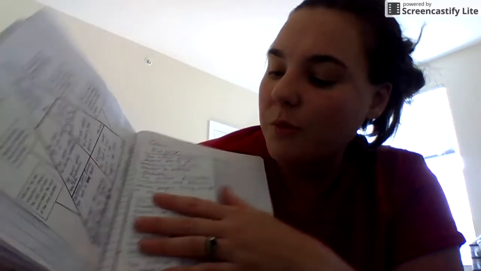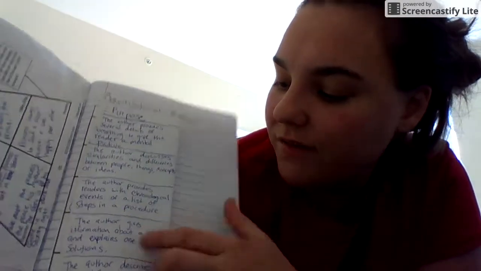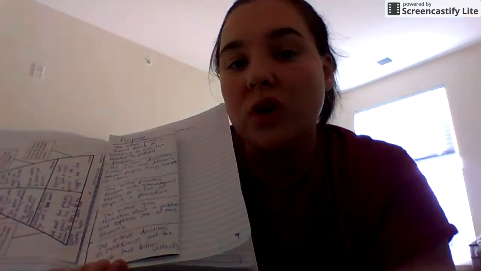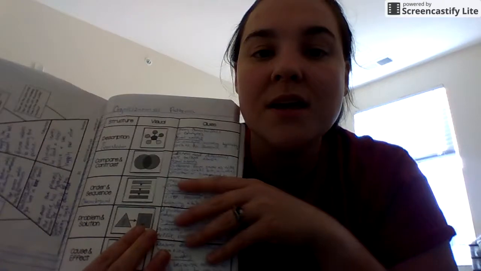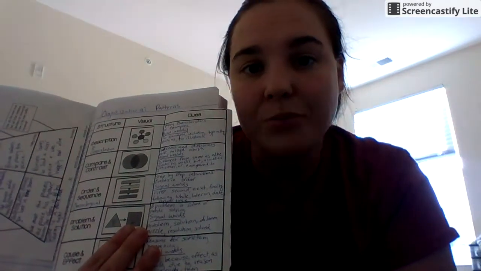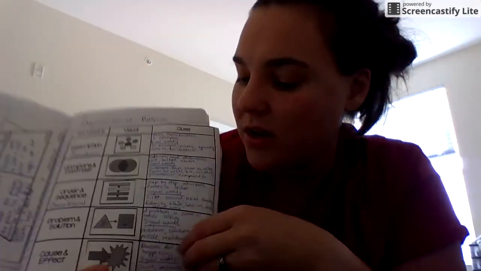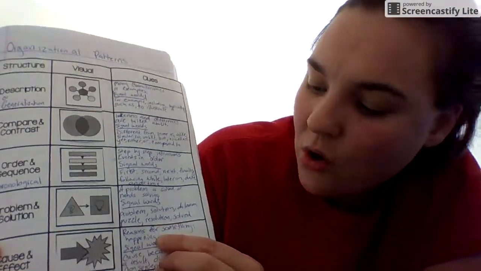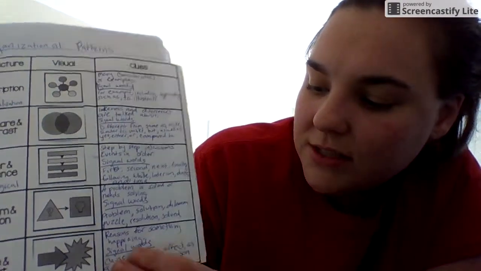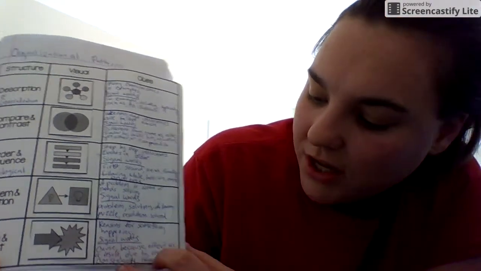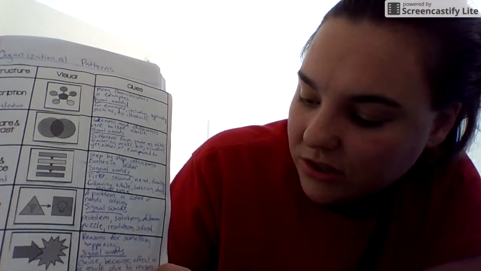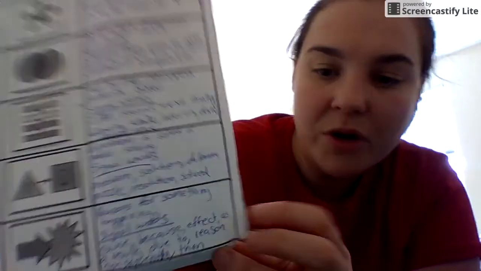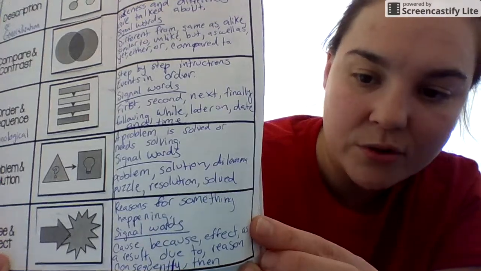All right. So for problem solution, the author gives information about a problem and explains one or more solutions. So they have to find a way to solve it. If they just tell you that something happened and then something else happened as a result, that's cause and effect. So cause and effect is this little one right here, and it says reasons for something happening. Signal words: cause, because, effects, as a result, due to, research, consequently, and then. So I'm going to hold these up a little closer so you can write the signal words down for each of those.